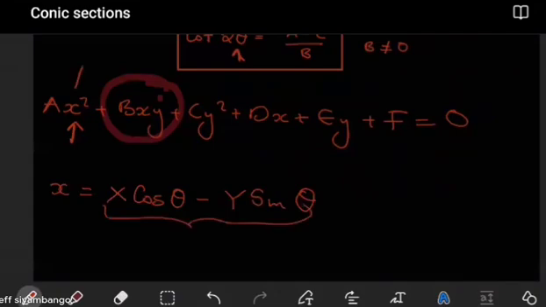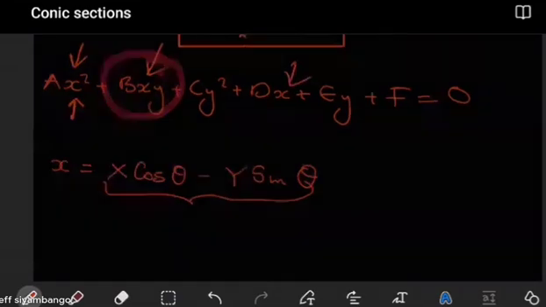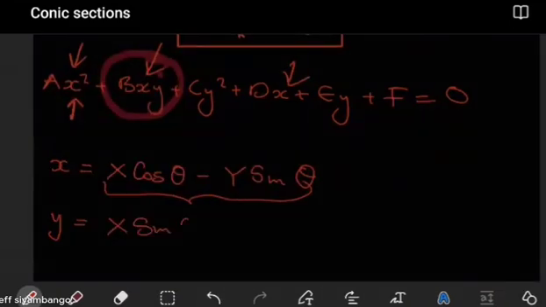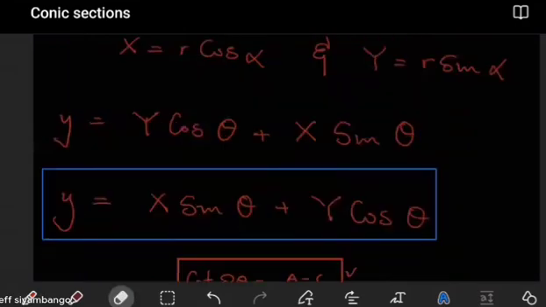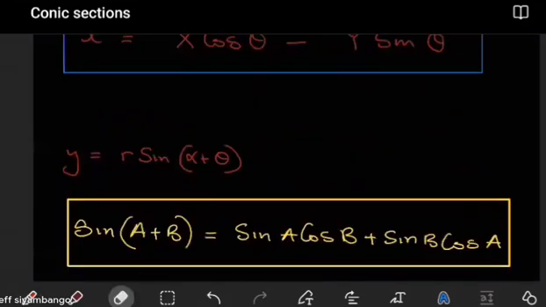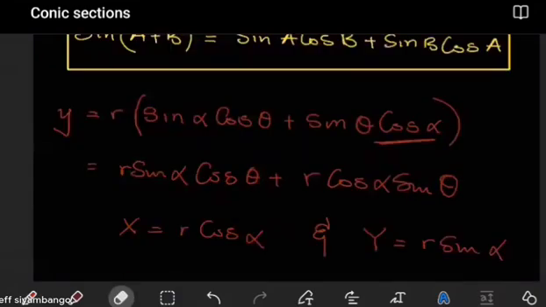That involves here, here, and there. And then everywhere where we have a y, we're going to put capital X sine theta plus capital Y cos theta. Notice that we are substituting the formulas we just derived, this one in blue and this one here in blue. So we are just rotating our coordinate axis.